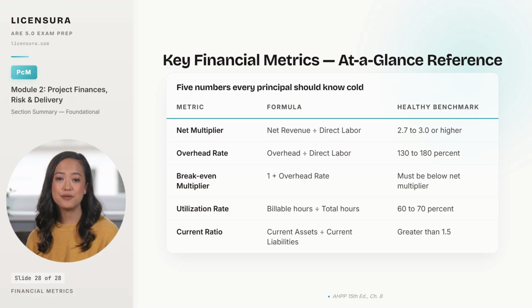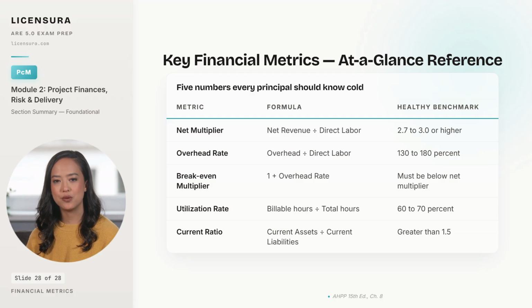5 numbers that every principal, and every project manager who wants to become a principal, should know cold. Net Multiplier is net revenue divided by direct labor, and the healthy band runs from 2.7 to 3.0 or higher. Below 2.7 and the firm is leaving money on the table or pricing too aggressively.